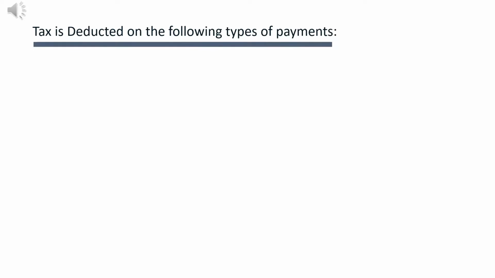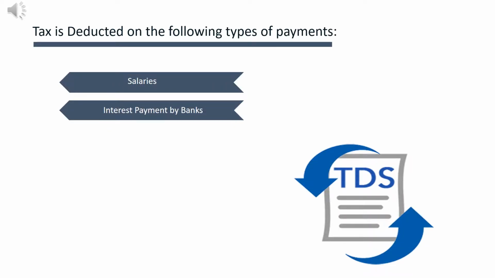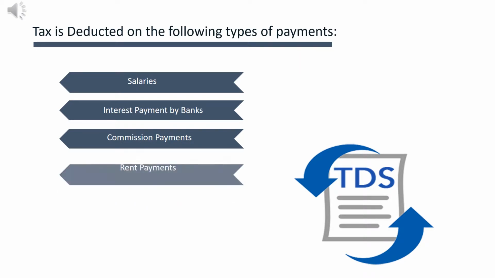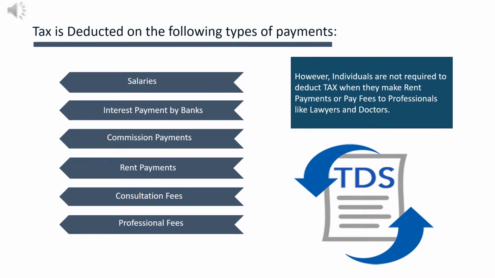Tax is deducted on the following types of payments: salaries, interest payment by banks, commission payments, rent payments, consultation fees, professional fees. However, individuals are not required to deduct tax when they make rent payments or pay fees to professionals like lawyers and doctors.